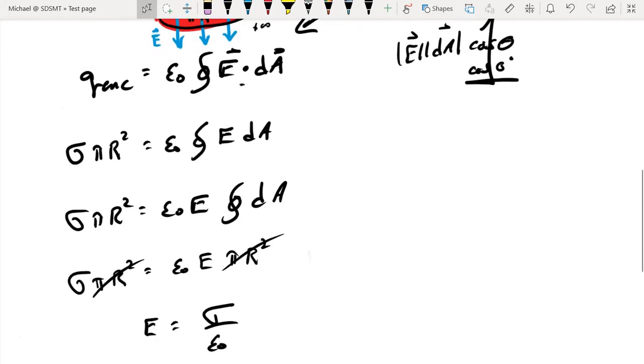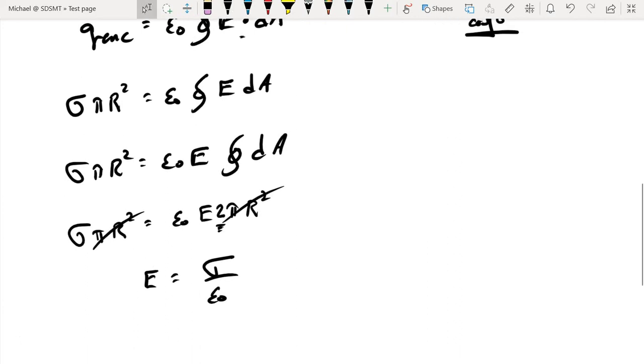And so we'll have to incorporate a 2 with the integral of the surface area, and then that's going to give us exactly what we were expecting for the magnitude for the electric field of an infinite sheet of charge.